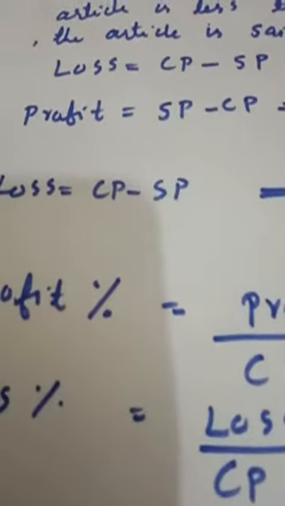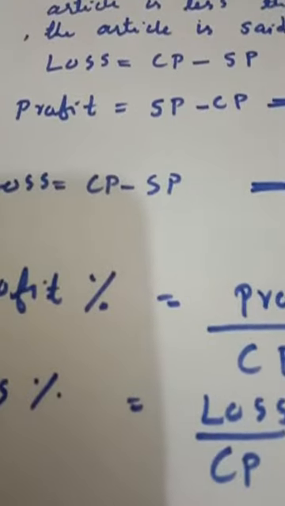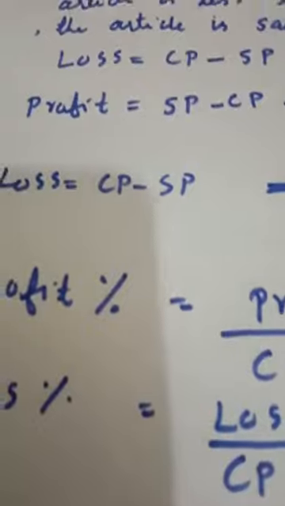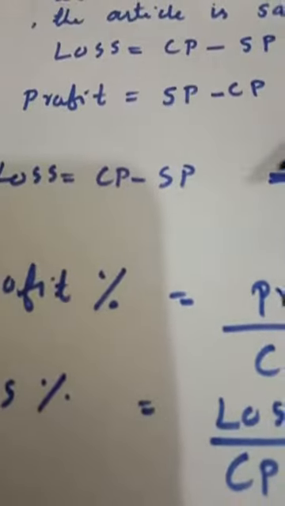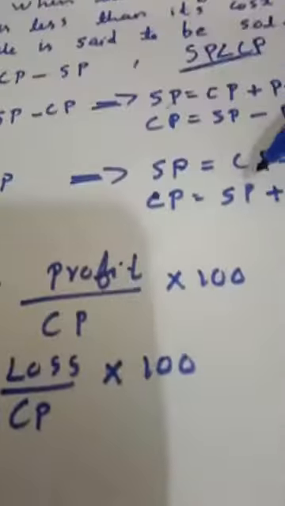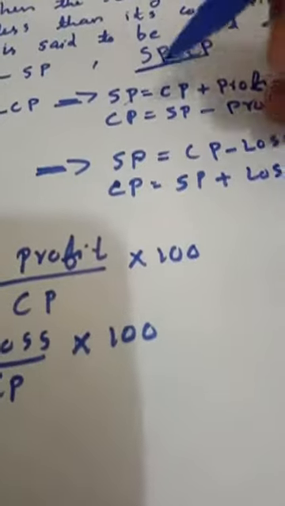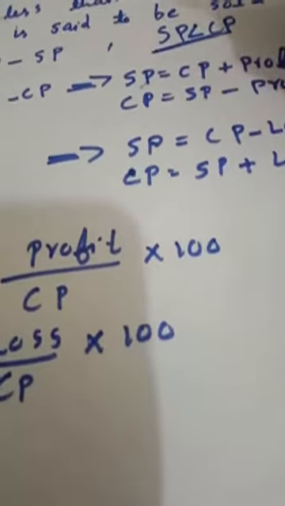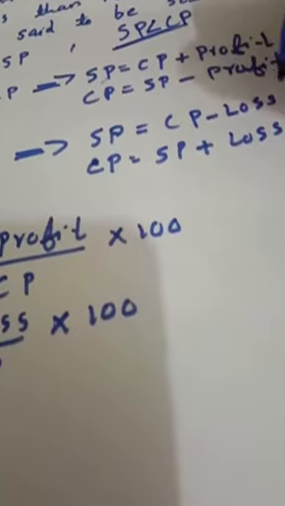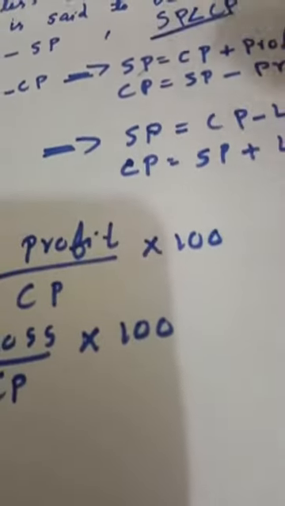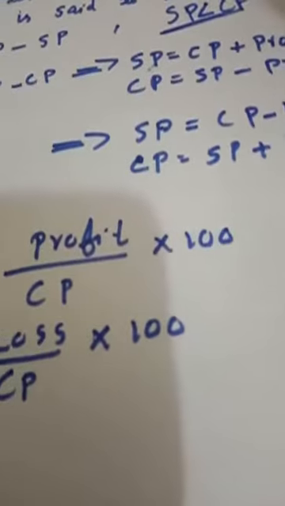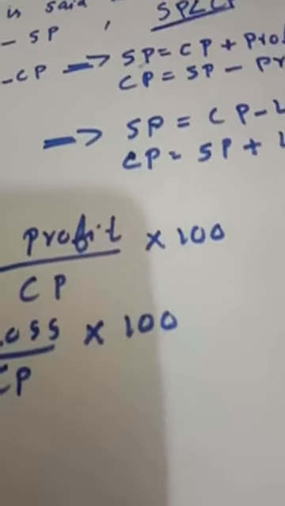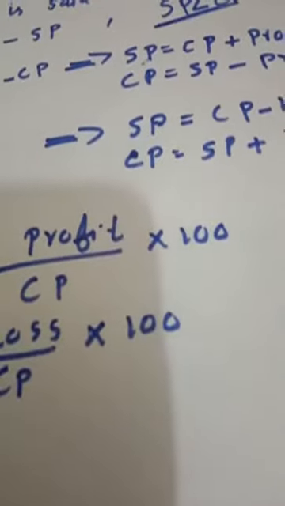Same way, how to find loss? In the case of loss, CP is greater than SP, so loss is equal to CP minus SP. To find SP, in the case of loss, SP is less, that's why we got a loss, so SP is CP minus loss. And CP is SP plus loss. Loss means nashtam. Profit means labham.